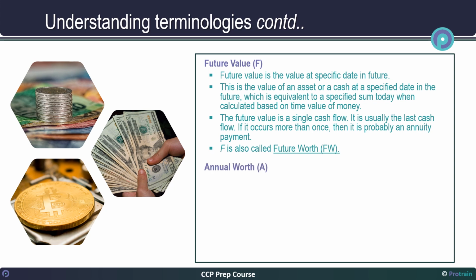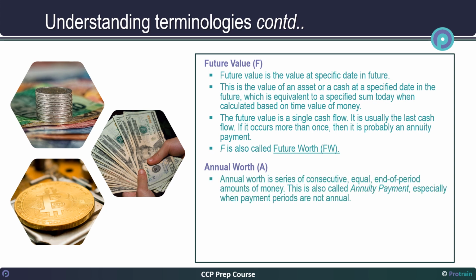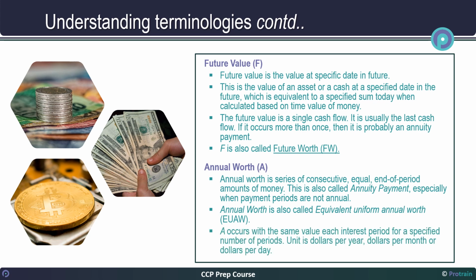Next term is annual worth. This is denoted by A. Annual worth is a series of consecutive, equal, end-of-period amounts of money. This is also called annuity, especially when payment periods are not annual. Annual worth is also called equivalent uniform annual worth, EUAW. A occurs with the same value each interest period for a specified number of periods. Unit is dollars per year, dollars per month or dollars per day.